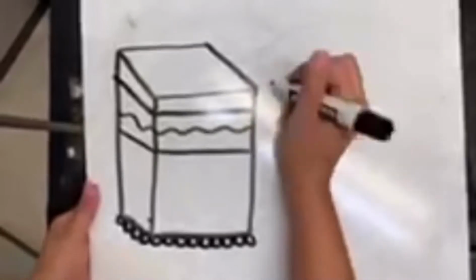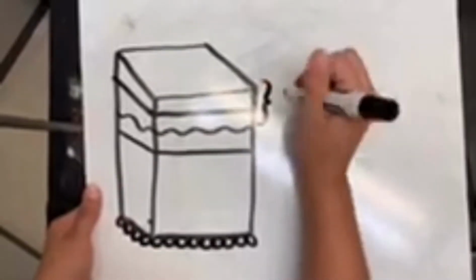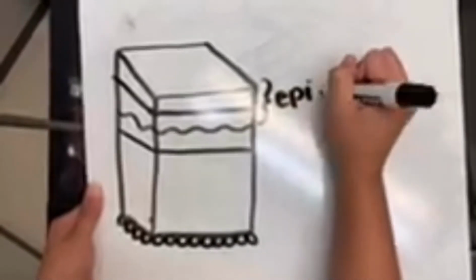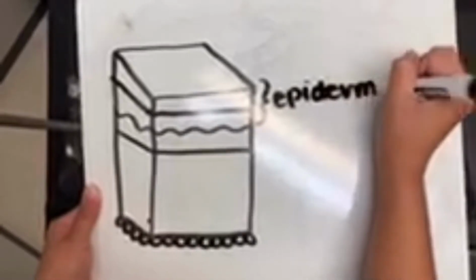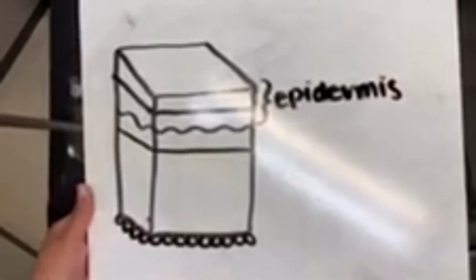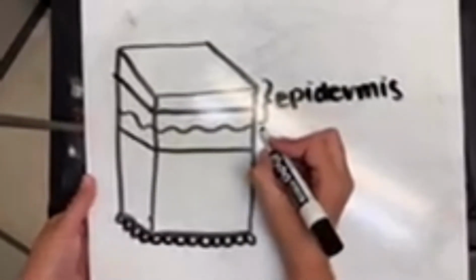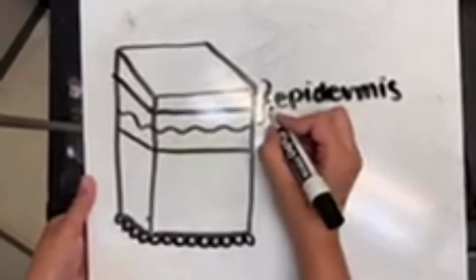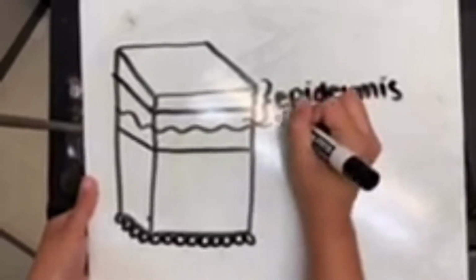Okay, let's talk about the basic skin structure. First off, the epidermis layer. The epidermis layer consists of stratified squamous epithelium, which is used for protection from the outside world and the many different harmful things out there.